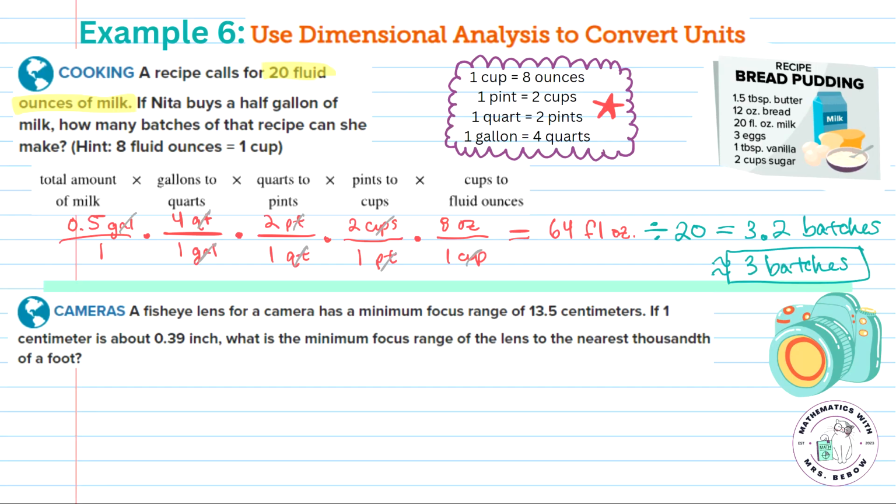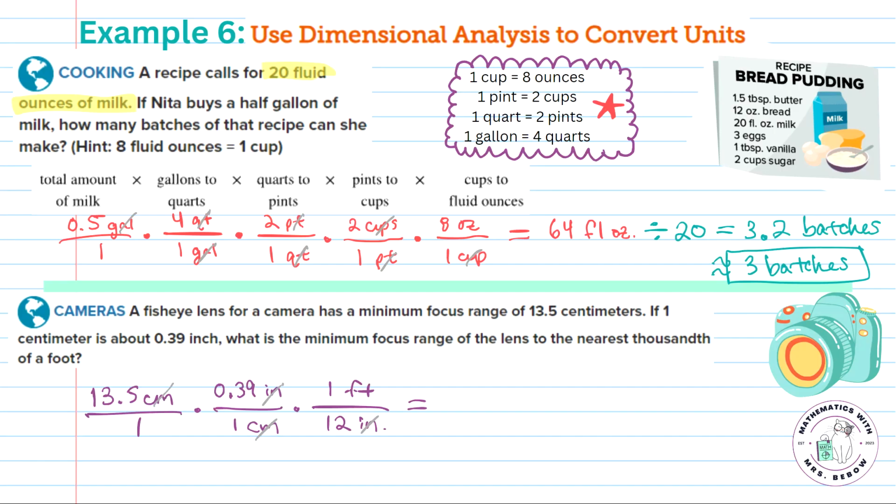On the last example that we're seeing on this page, it says a fisheye lens for a camera has a minimum focus range of 13.5 centimeters. If 1 centimeter is about 39/100 inch, what is the minimum focus range of the lens to the nearest thousandth of a foot? So, setting this up, again, we're going to start with the number that they tell us, which is 13.5 centimeters. I'm going to write that over 1. And then we're going to use that conversion factor they give us, which is the fact that there are 39/100ths of an inch in 1 centimeter. And then we all know that in 1 foot, there are 12 inches. So those are the conversion factors that we're going to use. And again, with our dimensional analysis, our labels will cross cancel, which they do in this case.